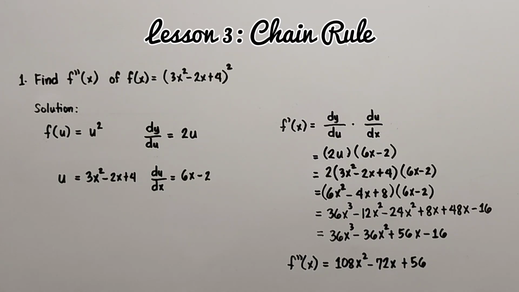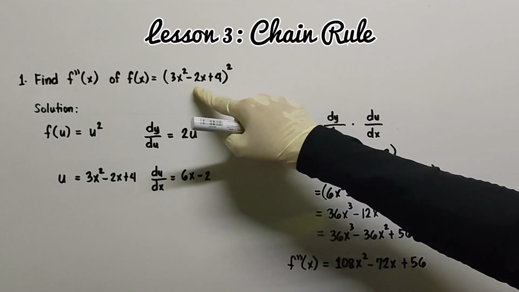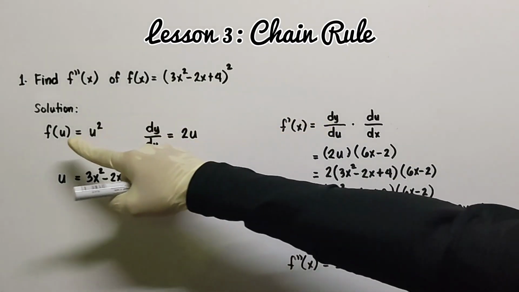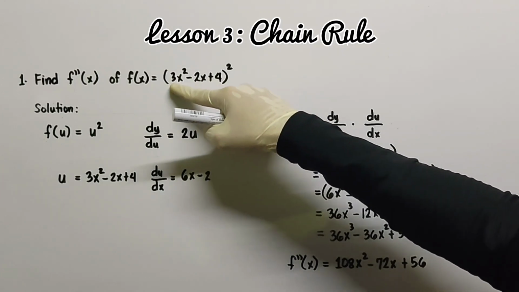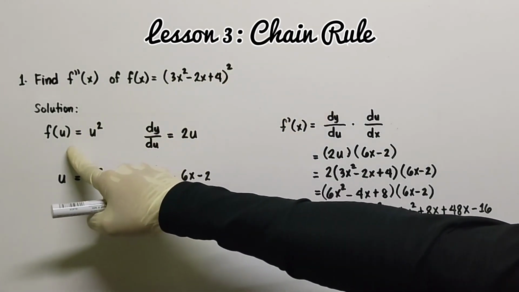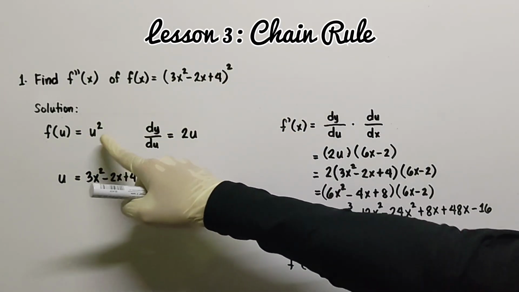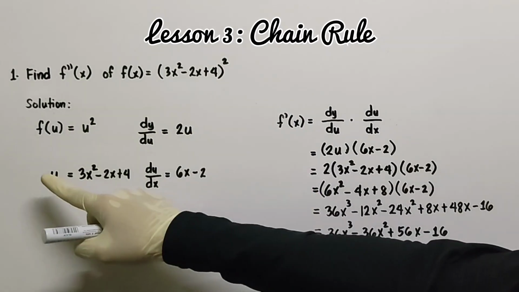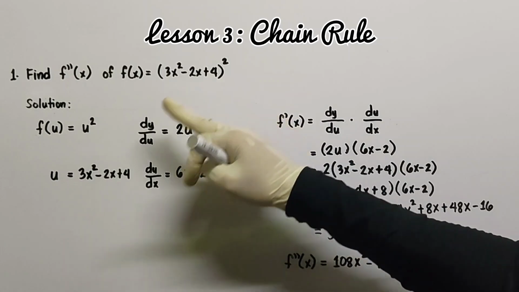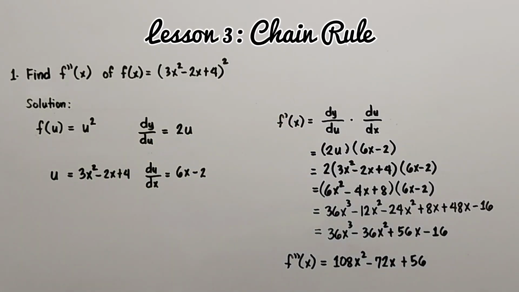In our first example, find the second derivative of the function f of x equals the square root of 3x squared minus 2x plus 4. In this given, we will let this one as u. So our f of u is equal to, since this is u, then this is u squared. So f of u is u squared, and the derivative of u squared is 2u. And the value of our u is the trinomial 3x squared minus 2x plus 4.